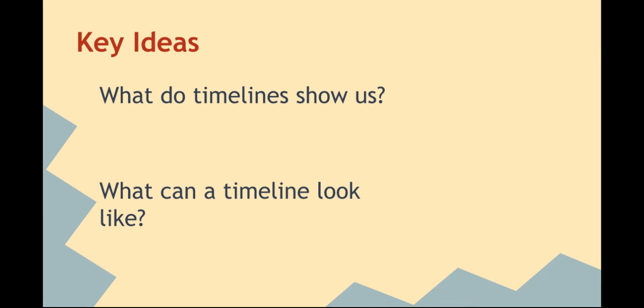Our key ideas are: what do timelines show us, and what can a timeline look like? As you'll soon see, timelines can look very different. Some will have pictures, some won't have pictures, some will have dates, and some won't even show the dates, and that's okay. All timelines are going to show us the order of events in which things happened in history. So, for example, what happens first, second, third, fourth, and when these happen.